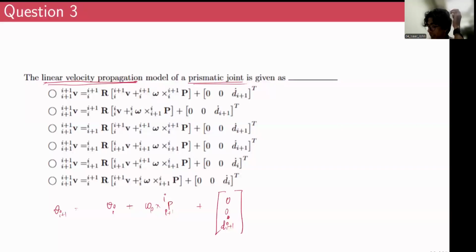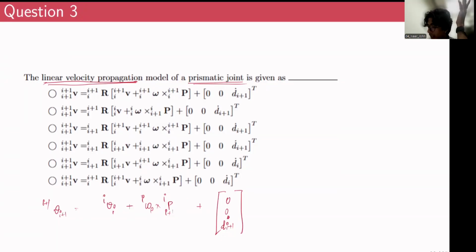And since we are interested in a recursive relation, everything will have to be represented with respect to the current frame of reference, that is i plus 1. And these terms are already referred with respect to the ith frame. The previous velocity is referred with respect to the ith frame. Previous angular velocity is also referred with respect to the ith frame. And the position vector from the ith frame to the i plus 1 frame, which is basically the link length, is expressed with respect to the ith frame itself.